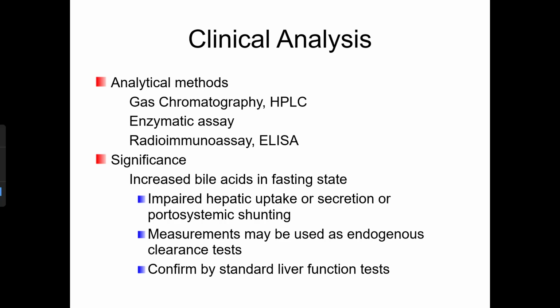Clinical analysis, analytical methods: gas chromatography or HPLC. There are enzymatic assays and radioimmunoassay or ELISA. Significance: increased bile acids in the fasting state typically indicates impaired hepatic uptake or secretion. Measurements may be used as endogenous clearance tests and confirmed by standard liver function tests.